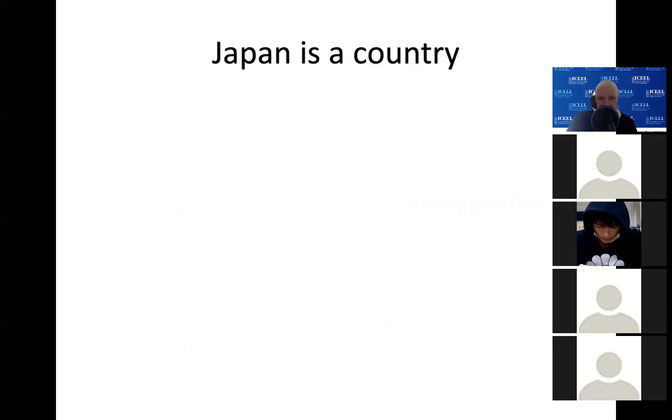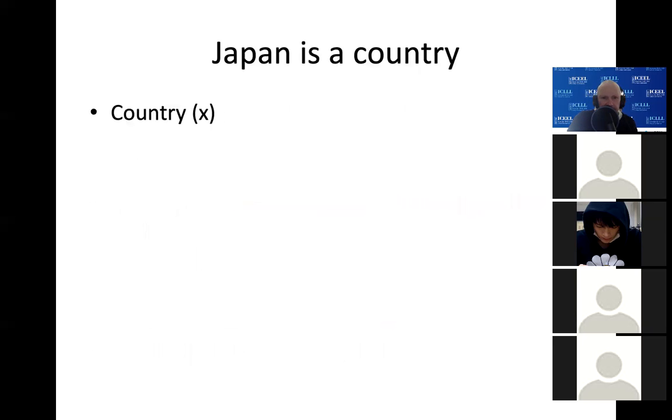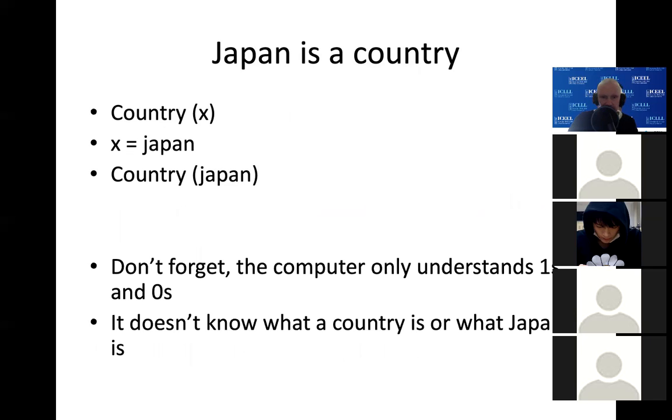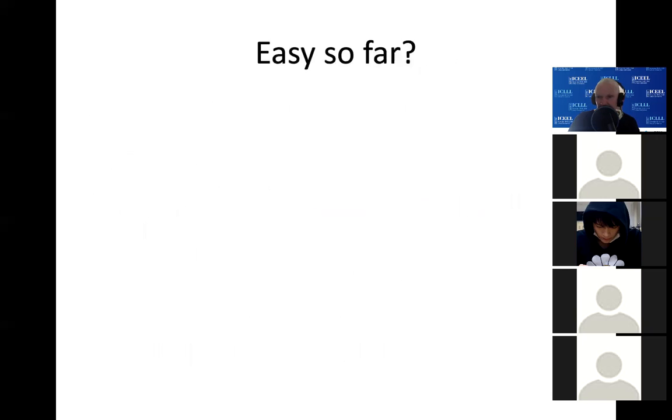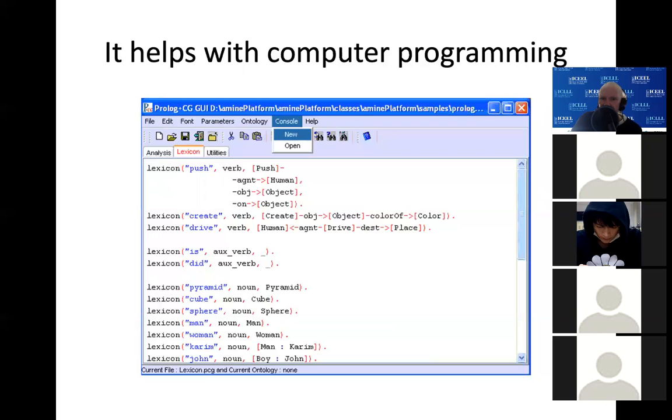So Japan is a country, works like this, country(Japan), like that. Yeah. You've already been through this. Japan is a country. Don't forget the computer only understands ones and zeros. Yeah. Doesn't know what a country is or what Japan is, unless you tell it. So it's kind of easy, isn't it? Right? Yes. But what's the point, I suppose, right? Well, it just helps with computer programming, right? It's kind of the basis for computer programming, really. Predicate logic, and so on.